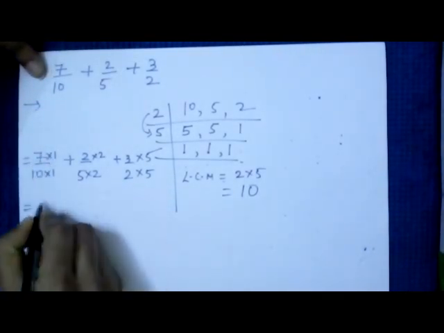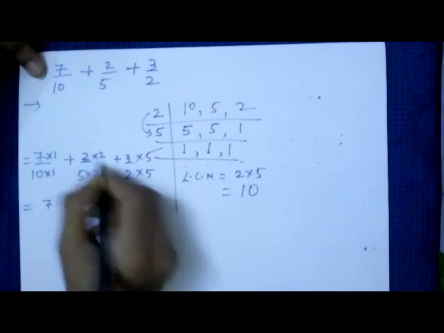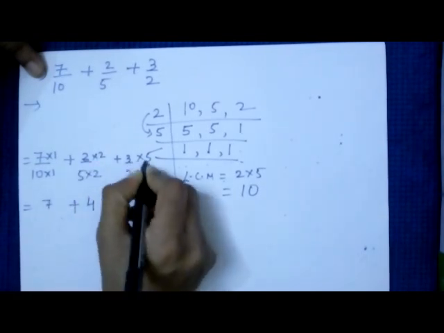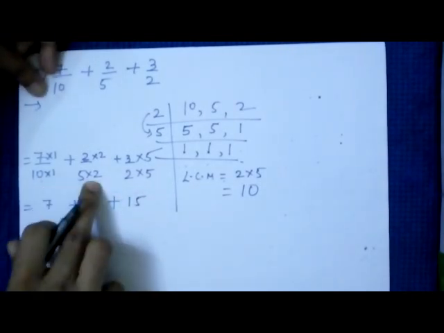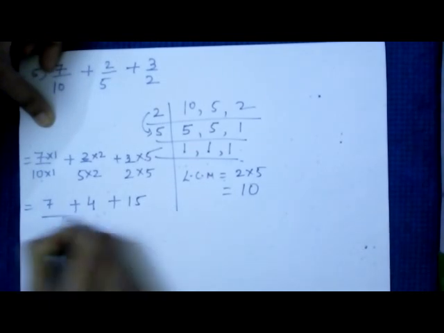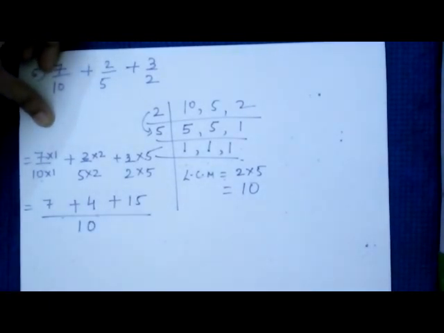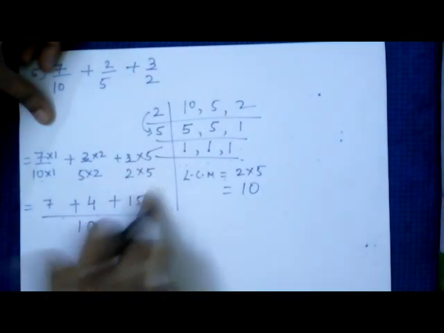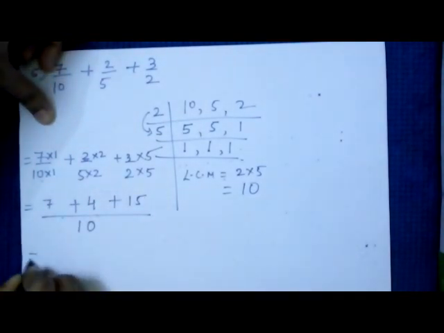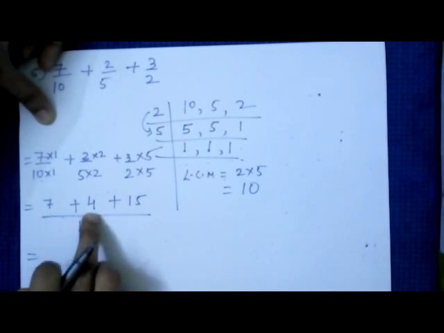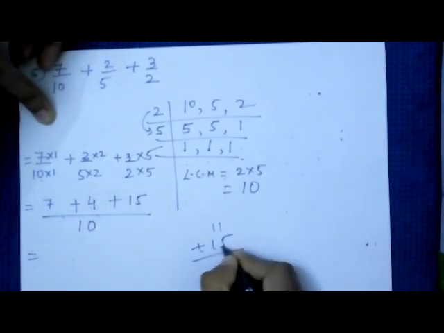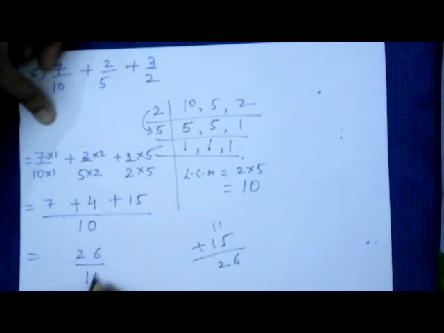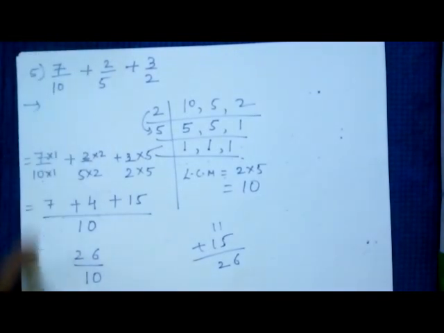Now the first one, 7 1s are 7, plus the second one, 2 2s are 4, plus 3 5s are 15, and here also 10, 10 and 10. Denominators are the same, so I am writing all together as 10 because all are now the same denominators. So now we can add up. 7 plus 4 is 11, and what is 11 plus 15? 11 plus 15 will be 26. So 26 upon 10 is your answer of the addition of fractions.